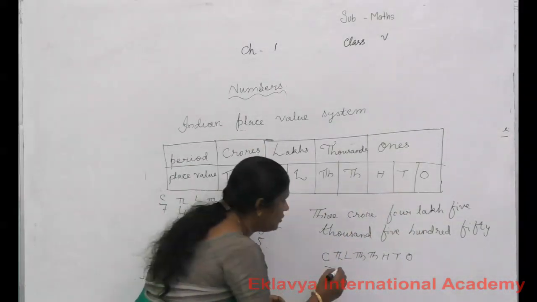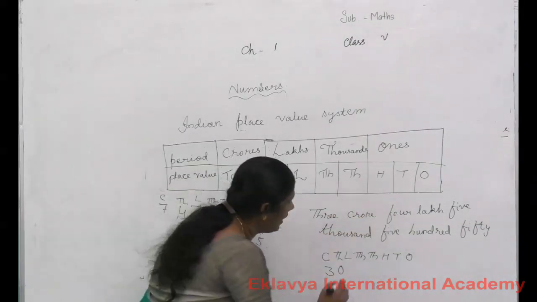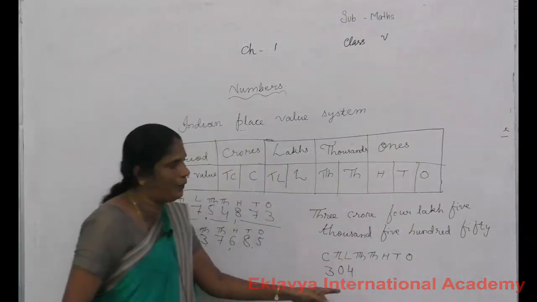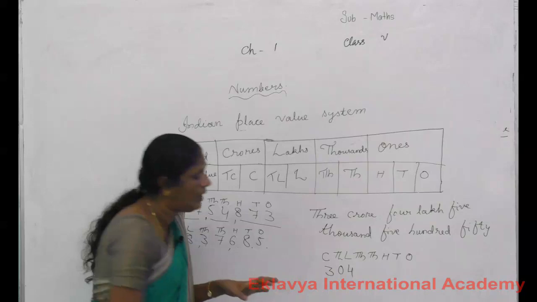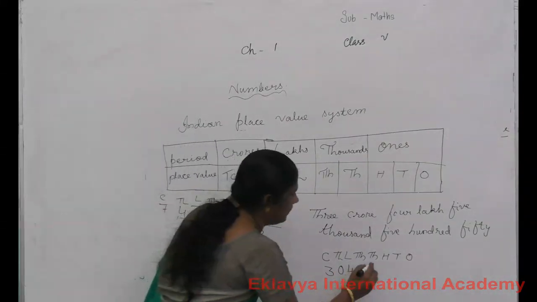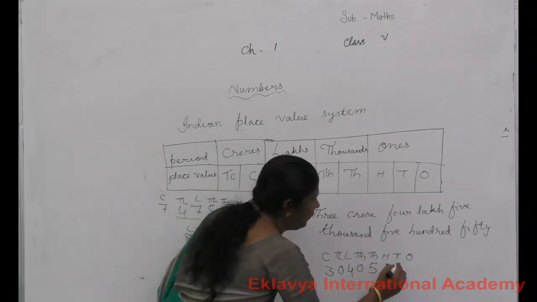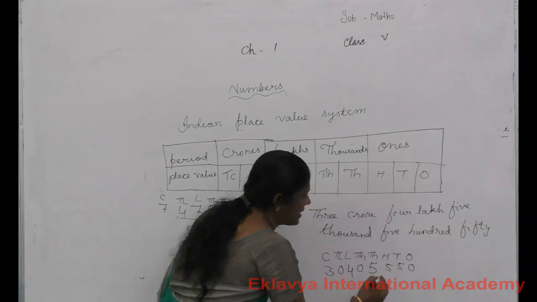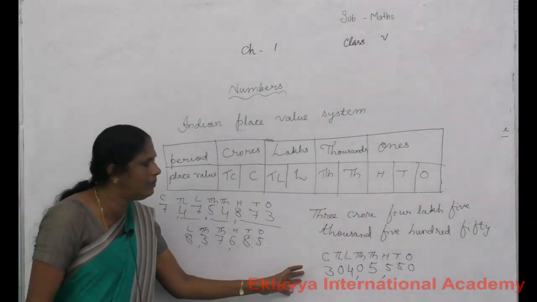You put a 0. Then 4 lakh. You write 4. Then 5,000, again 10,000 is missing. You put a 0. Then 5,000. 550. Understand? Then you put a comma. Understand how to write the number?